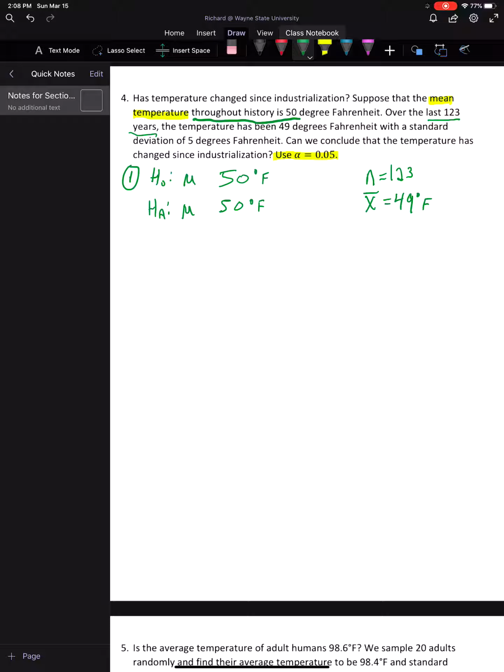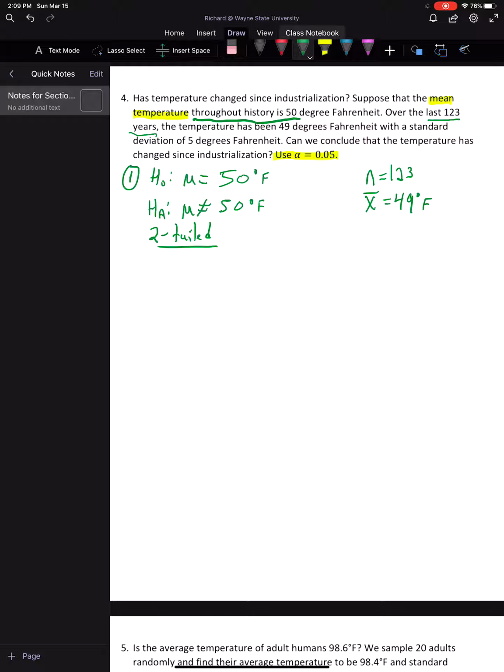Okay, now we have to make a decision of which inequality to use. So it says, can we conclude that the temperature has changed? Okay, well, how does temperature change? Well, it can go up or down. And so we think that it's changed, so that means that it's not 50 degrees. And so that means that the null has to be equal to. So again, we can't say definitively that it's more than 50 degrees. We may have suspicions. We can't say definitively that it's less than 50 degrees. We have suspicions. It's changed in some way, and so that change means a not equal to. So that means that this hypothesis is actually two-tailed.